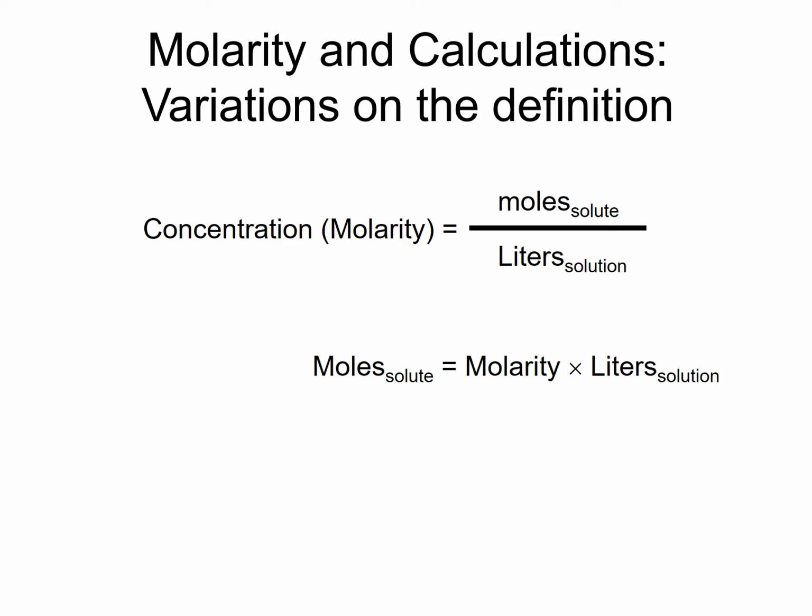Of course, there are three variables, and therefore there have to be three ways of rearranging this equation, and here's the third. If what you are given are moles of solute and molarity, then you can just divide these two and determine how many liters of solution there must be.